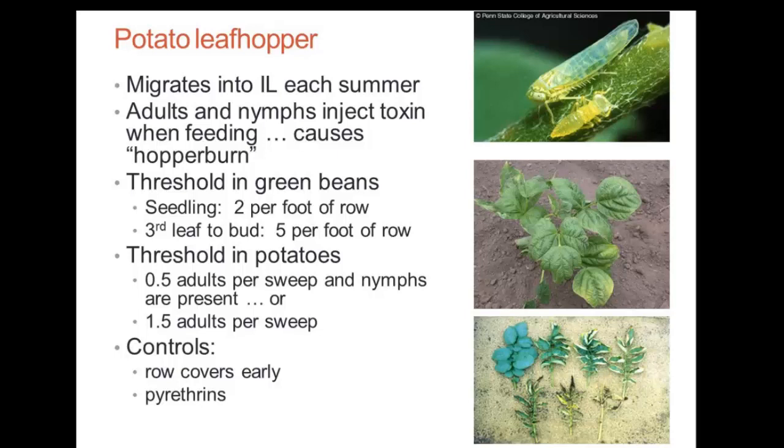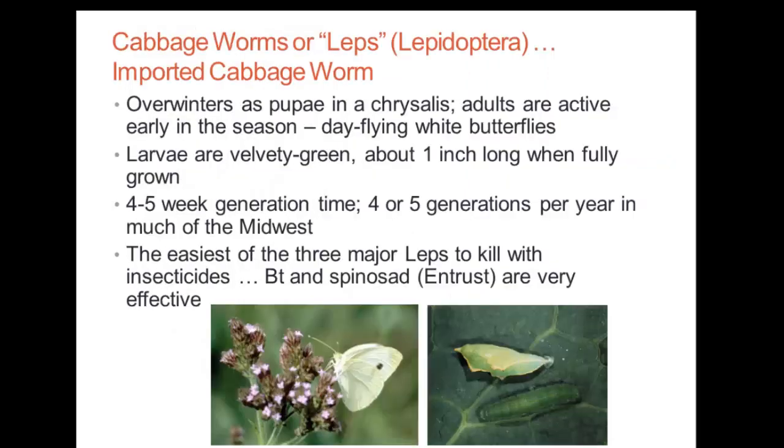By the way, it is very much a generalist. It feeds on virtually every vegetable. It doesn't cause as much damage in some. It feeds on roses and redbuds and maple trees and apple trees and all sorts of things. The controls are either row covers to keep them off or pyrethrins to kill them. Or you accept some damage, which, of course, we all know is one of the other things you do.